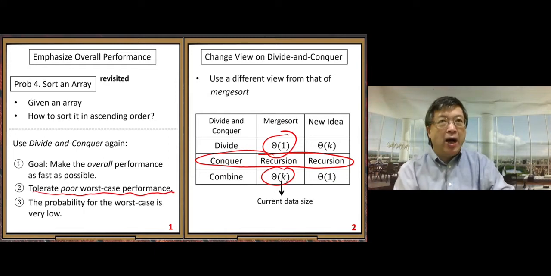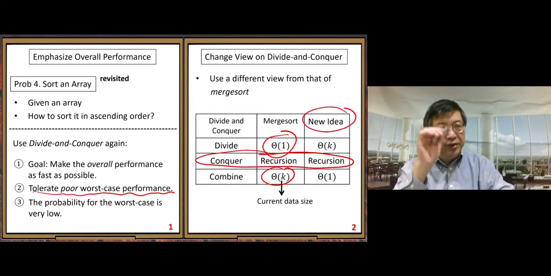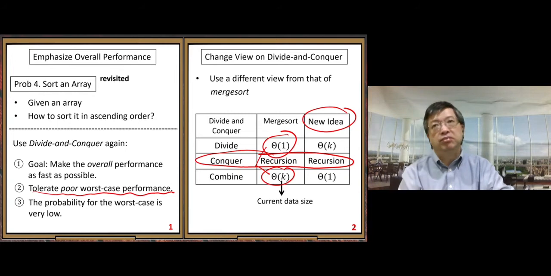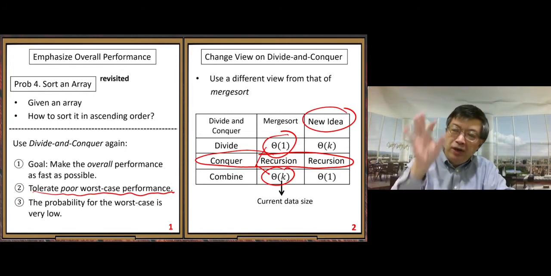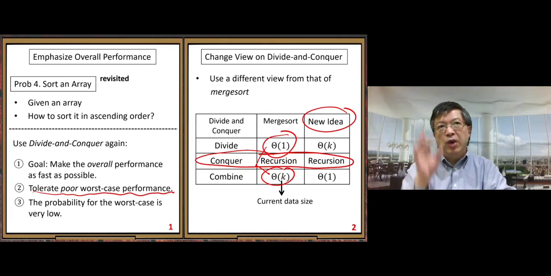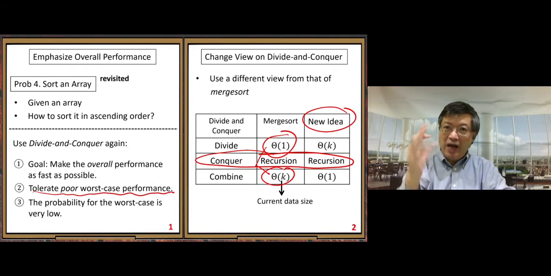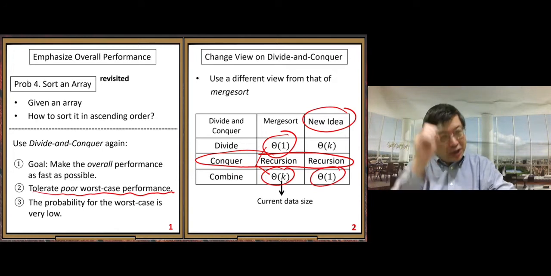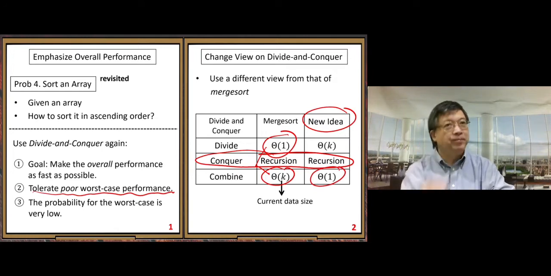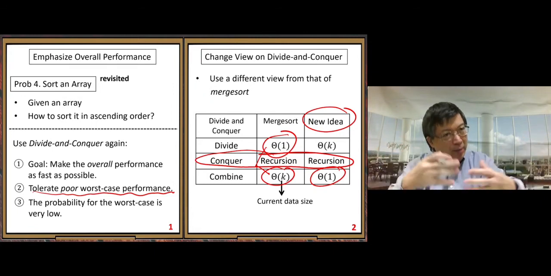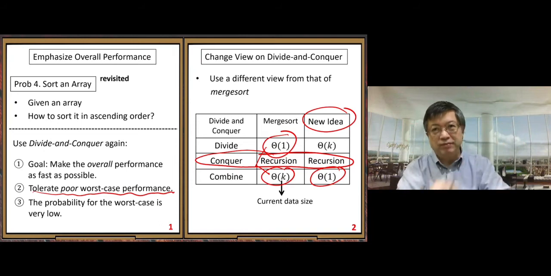All right. Now, we can go to the new idea. We don't want to do the same thing as the merge sort. Otherwise, you just get the same solution. So we want to have some completely different solution. Let's take the opposite way. We want to make the combined step as easy as possible, big theta of 1, the lowest possible cost to combine two sorted arrays.